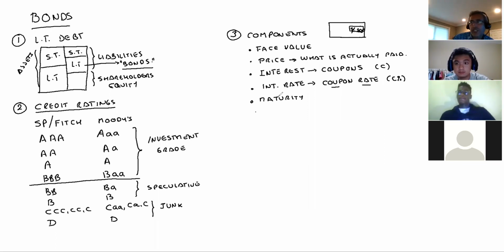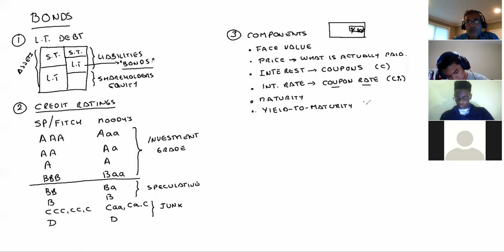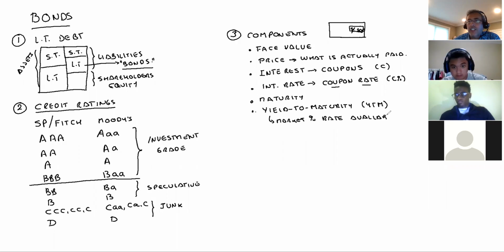And there is another component, guys, that is really important. It's called the yield to maturity, what we call YTM. So what is the YTM? The YTM, guys, is the market percentage rate available at time t.